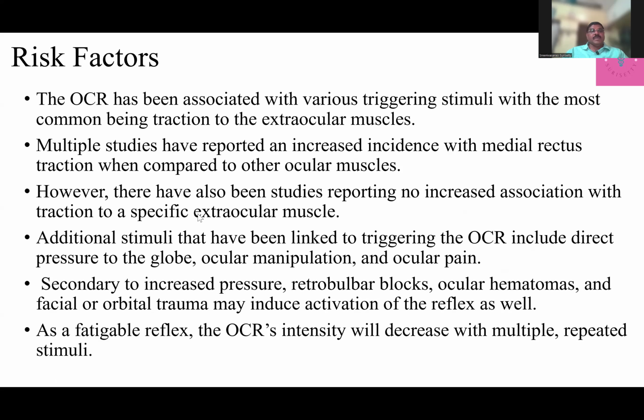Additional stimuli that have been linked to triggering the ocular cardiac reflex are direct pressure on the globe, ocular manipulation, and ocular pain. Secondary to the increased pressure, retrobulbar blocks, ocular hematomas, and facial and orbital trauma may induce the activation of the reflex as well. As a fatigable reflex, the ocular cardiac reflex intensity will decrease with multiple and repeated stimuli. So if we do repeated or multiple stimuli, the intensity of the ocular cardiac reflex really decreases.